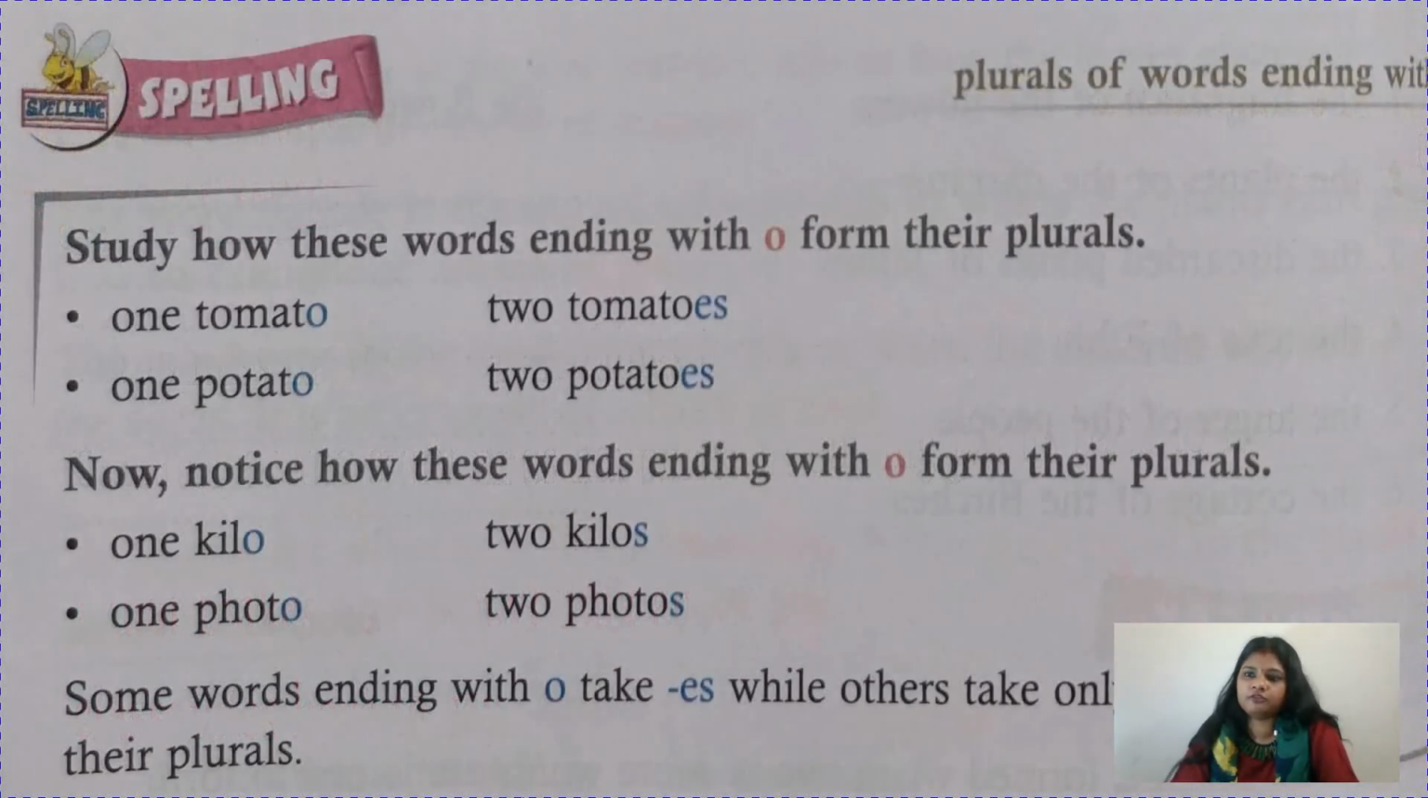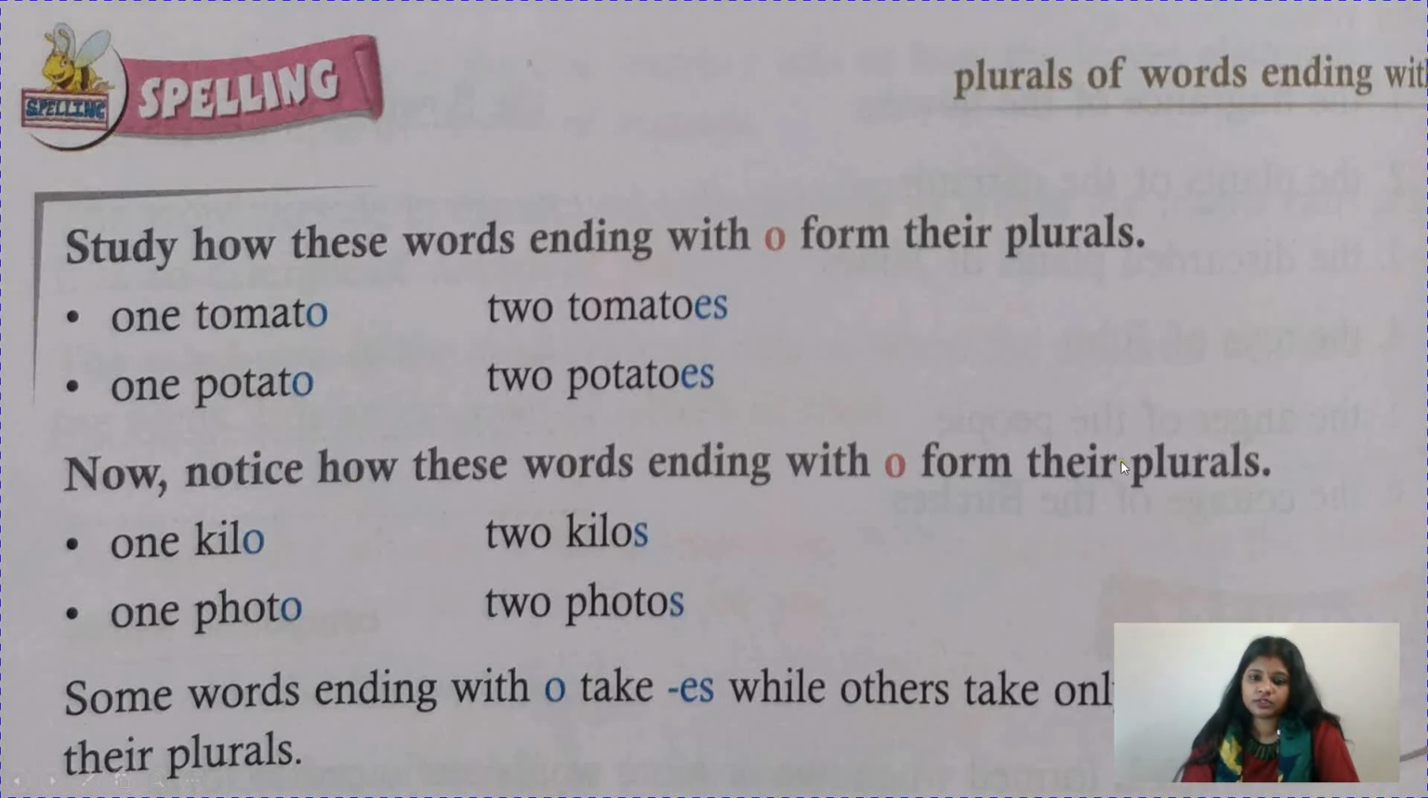Now, plural of words ending with O. Now, study how these words ending with O form their plurals. Like one tomato. Here, children, you have to add es. One tomato, two tomatoes. One potato, two potatoes. But there are a few words which end with O, but we do not write es, we just write s.